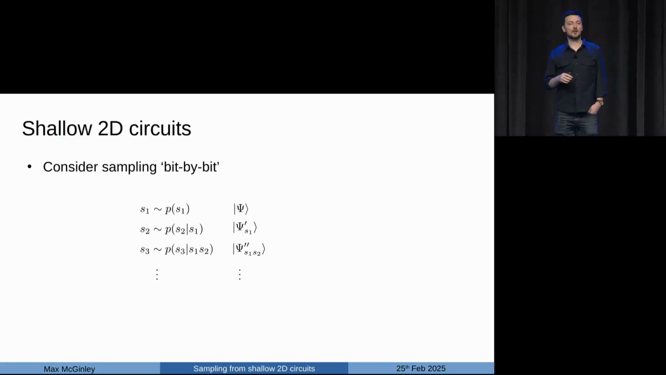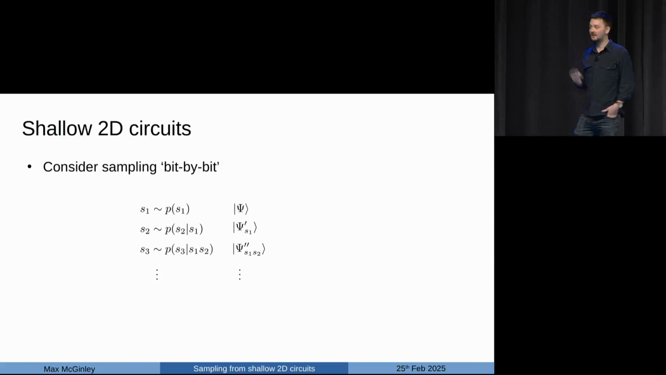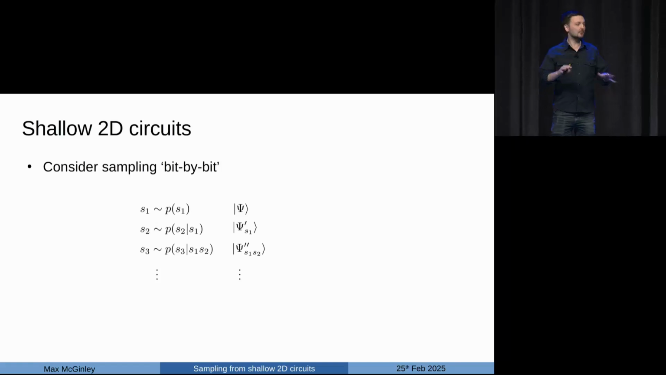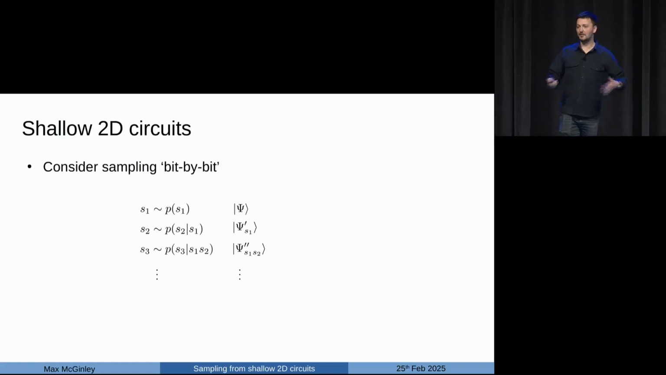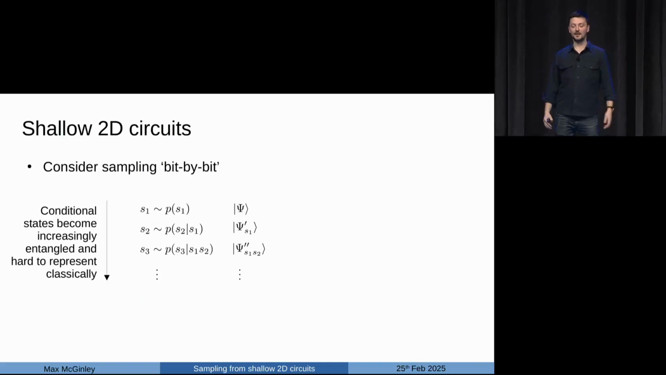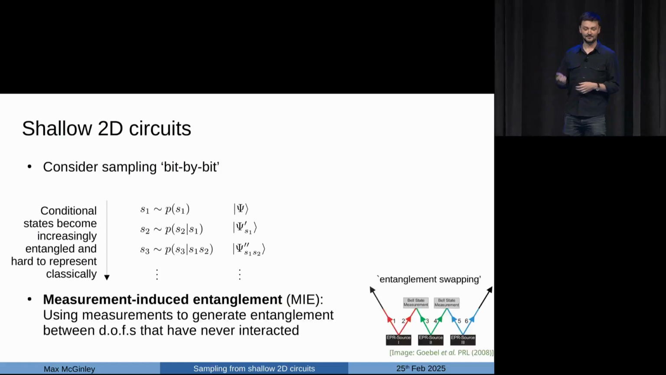Now we can go and try and sample from the second qubit, and we would need to update our wave function psi to some conditional post-measurement state in order to compute that next bit. Now, these first couple of wave functions that I've listed here will be still pretty simple. But the argument is that as one continues this process further and further, the states that one builds up are increasingly entangled and harder to represent classically.